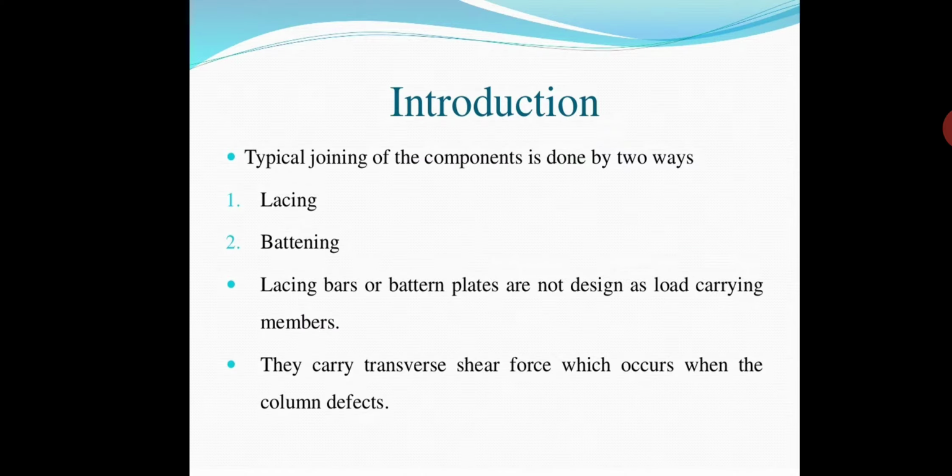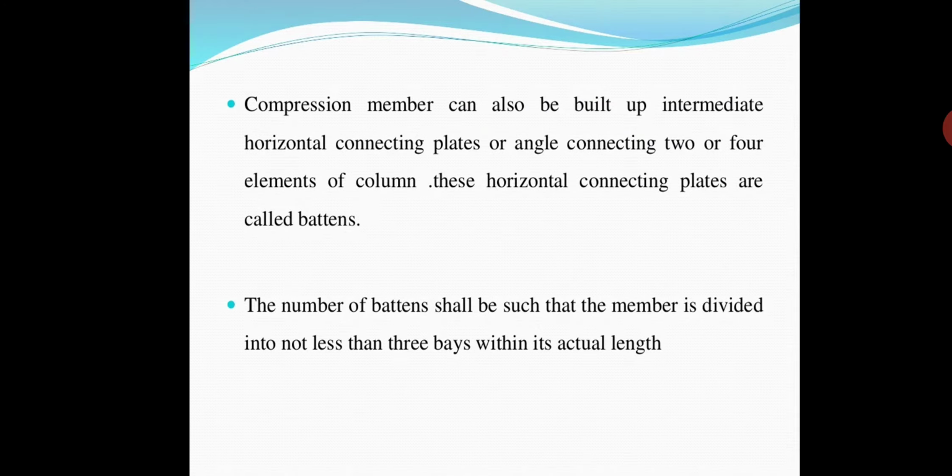Lacing and battening are both provided to resist the transverse shear force that occurs when the column is deflected. A compression member can also be built up with intermediate horizontal connecting plates or angles connecting two or more elements of the column. These horizontal connecting plates are called battens. The number of battens shall be provided such that the member is divided into not less than 3 bays within the actual length of the column.